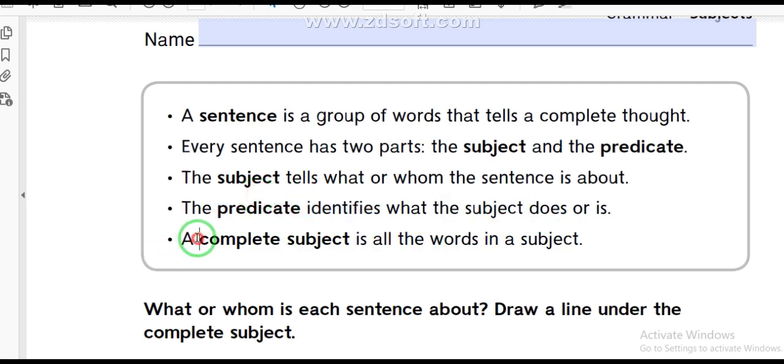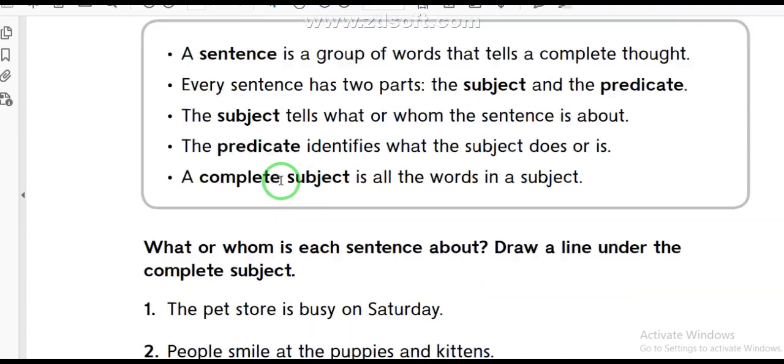Okay, a complete subject is all the words in the subject. So a complete subject is all the words in the subject, and a complete predicate also is all the words in the predicate. Okay. So we're going to solve these exercises right now.